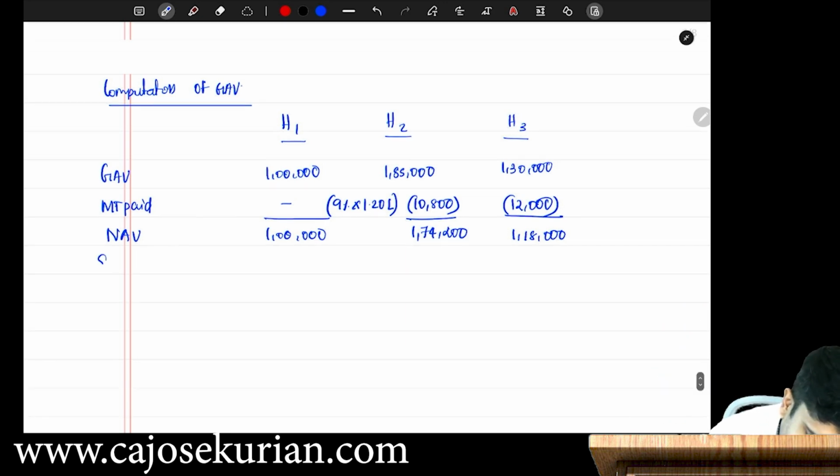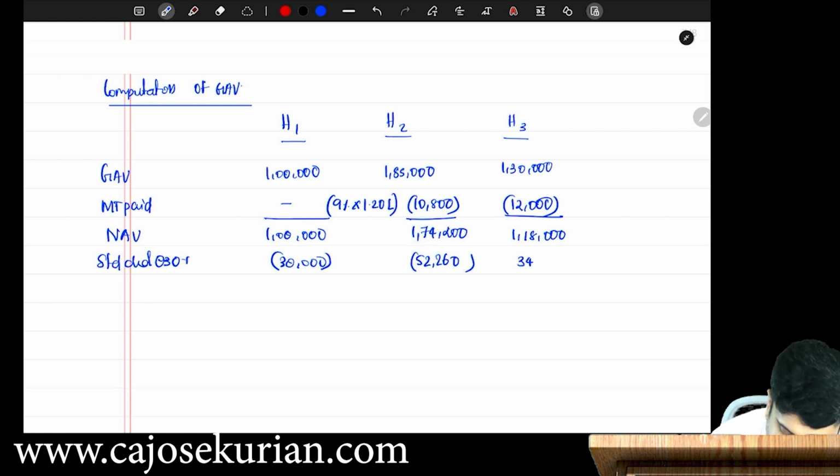Now we will deduct the standard deduction as well. Can you help me in standard deduction? First case, 30,000. Second case, 50,000. 52,260. Is that so? Third case, 34,000.